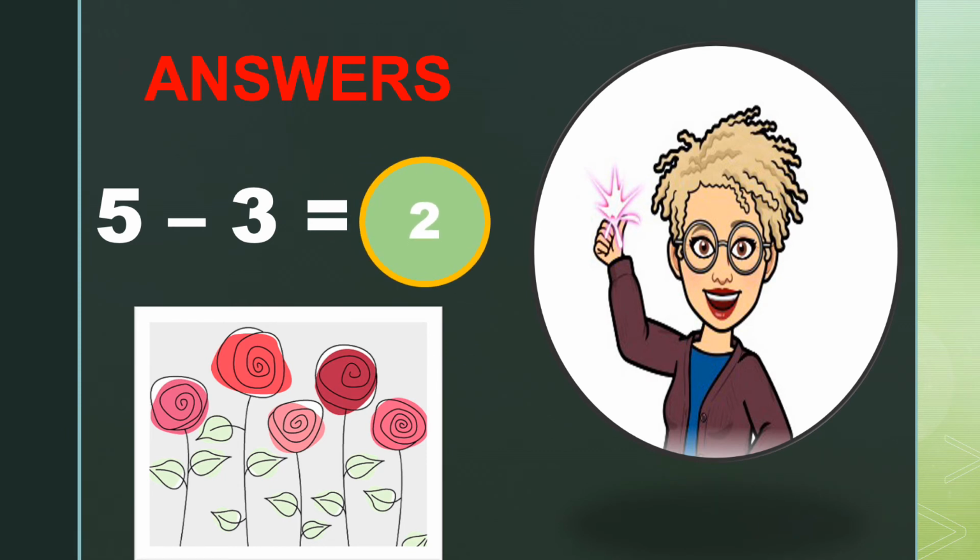Let's revisit that. Nyla had 5 roses. She gave her mommy 3 of them. So we had to take 1, 2, 3 of them away. And we were left with 2. Very good.